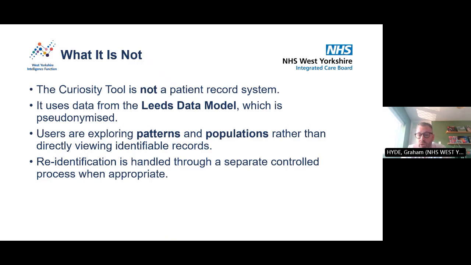So importantly, what it isn't, it's not a patient record system. We cannot identify people from the curiosity tool. It uses the Leeds data model and that data is pseudonymized. We do not know names or NHS numbers from the Curiosity tool or the Leeds data model. That's really important. Users can explore the patterns and populations rather than directly viewing individual records. But there is a requirement to be able to find people in real life, and re-identification is handled through a separate controlled process where appropriate.